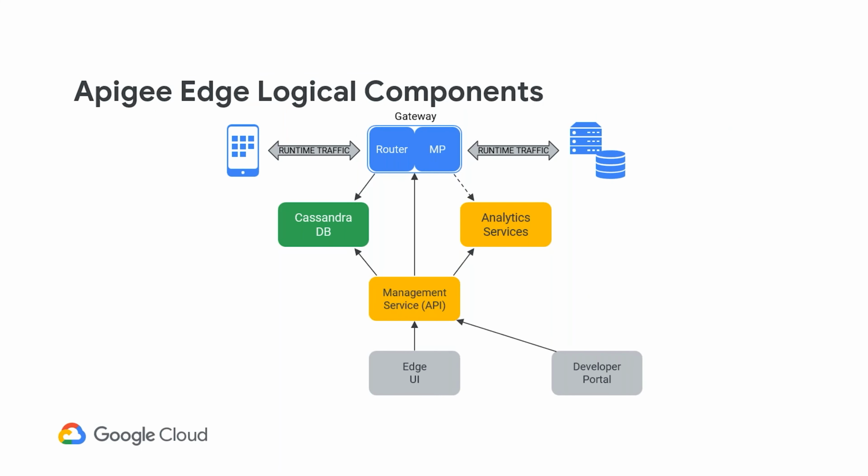On the APG edge level, there are certain components of the product itself. One is the core gateway component, which will talk to the client, run the policies, and talk to the backend. Apart from that, there is Cassandra, which is the product database. Then there are analytics services, which deal with the analytics component, reporting and all those things. Then there is a management service, which is the API management service.